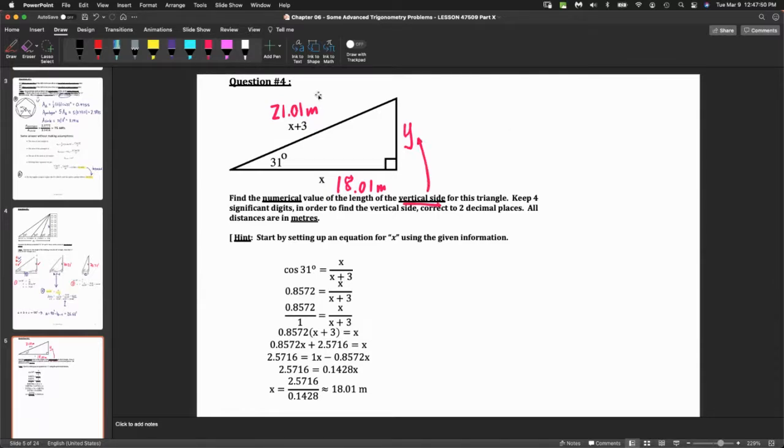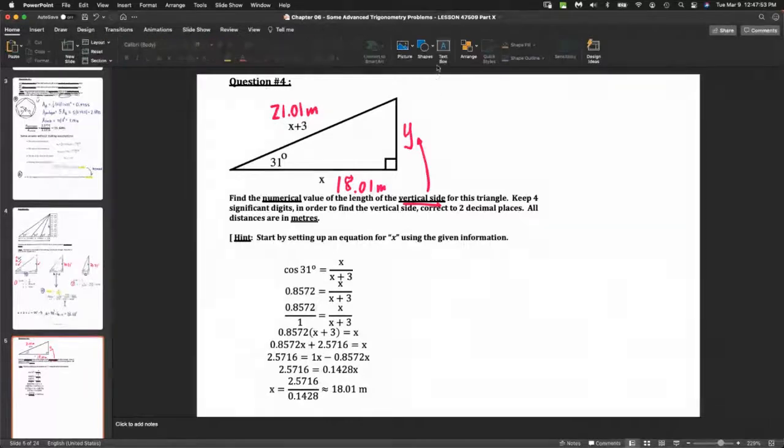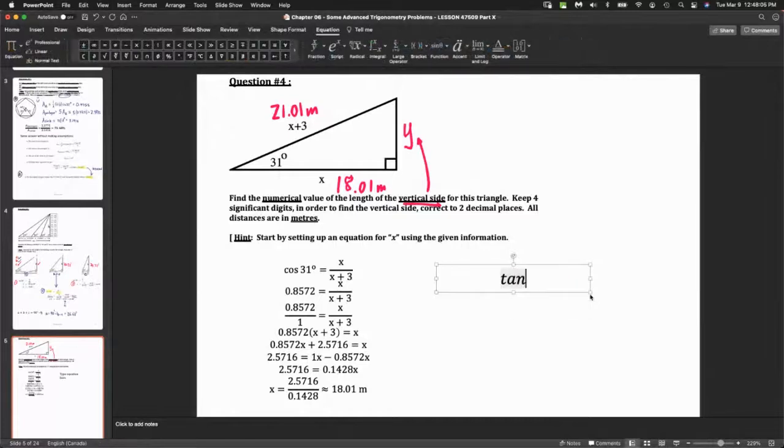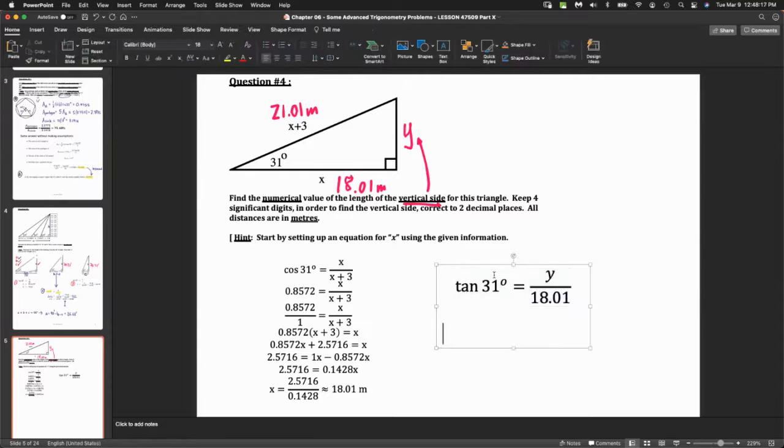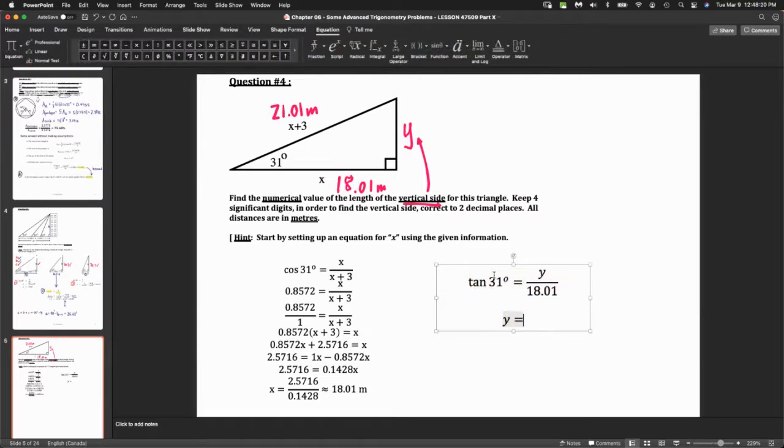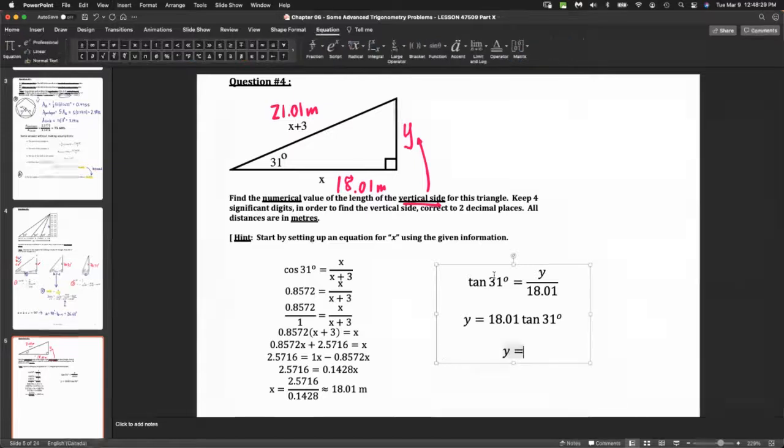So we can finish here by getting that vertical side. You could use SOH CAH TOA, you could use Pythagorean Theorem, you could do a whole lot of stuff. I'm going to use tan. I'm going to avoid the Pythagorean Theorem just to give you some practice. But we didn't actually need the hypotenuse if you do it this way. It doesn't harm us to do that extra practice there. So that's y equals 18.01 times tan 31, and that equals 10.82 meters.